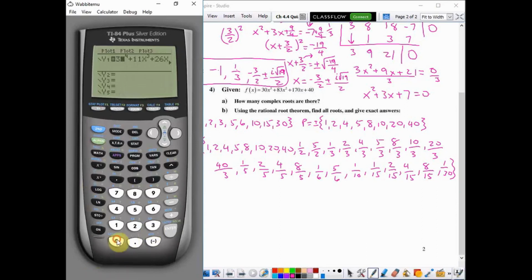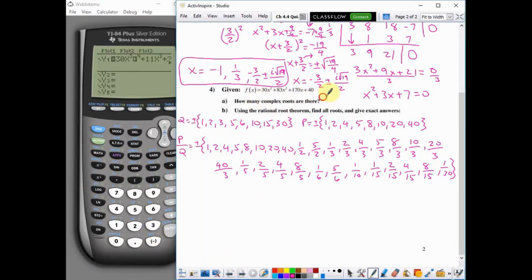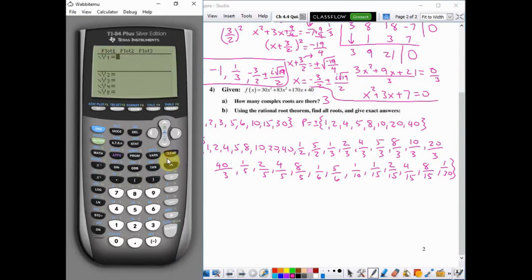Okay, so 30x cubed. By the way, we did not write this. How many roots? It's a degree of 3, so there are 3 roots. Okay, I should have cleared this. So 30x cubed plus 83x squared plus 170x plus 40.